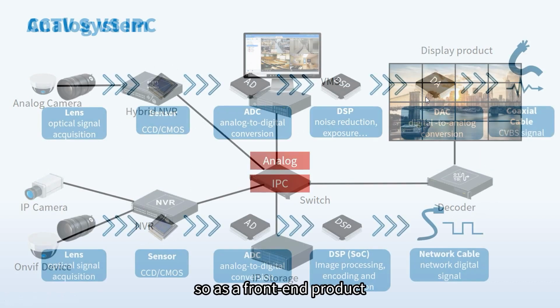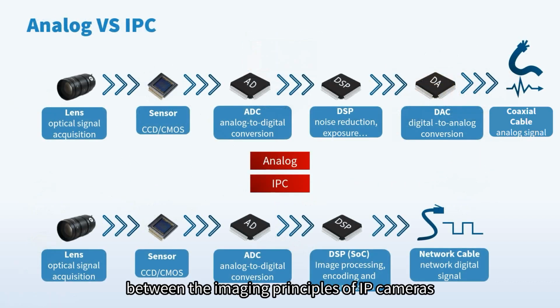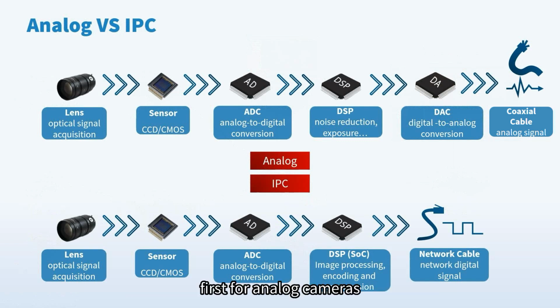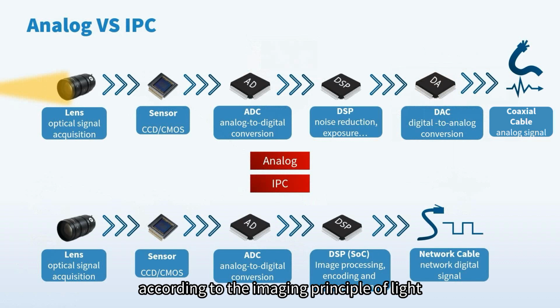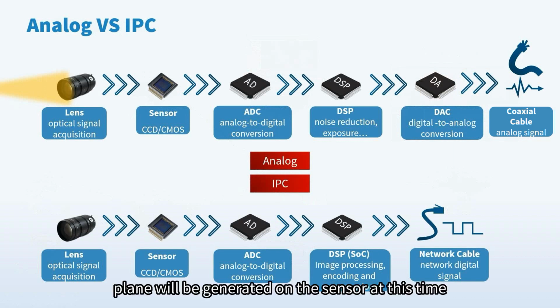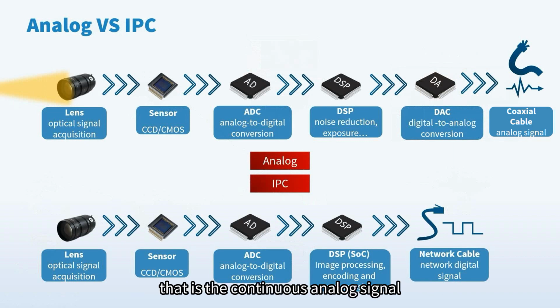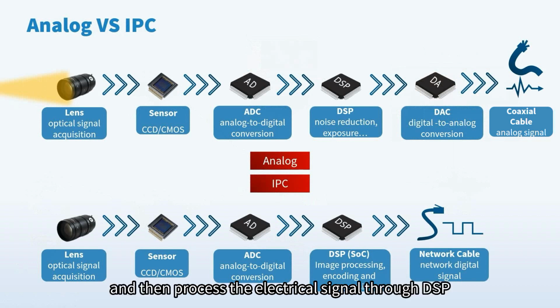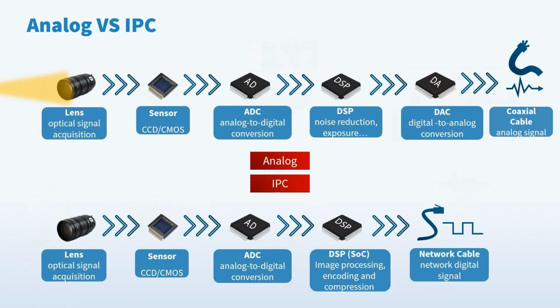So, as a front-end product, what is the difference between the imaging principles of IP cameras and analog cameras? First, for analog cameras, when light comes in, it enters the lens first. According to the imaging principle of light, a focal plane will be generated on the sensor at this time, and the sensor will convert the optical signal, that is, the continuous analog signal, into an electrical signal, and then process the electrical signal through DSP, digital signal processing, such as noise reduction, etc.